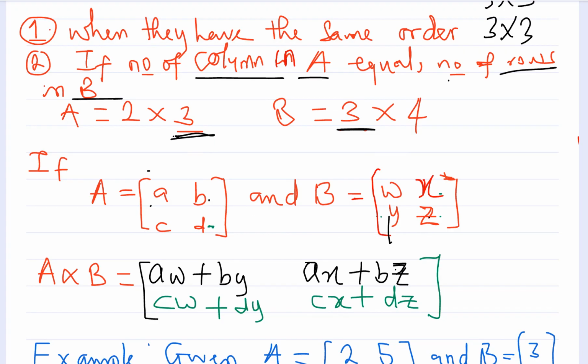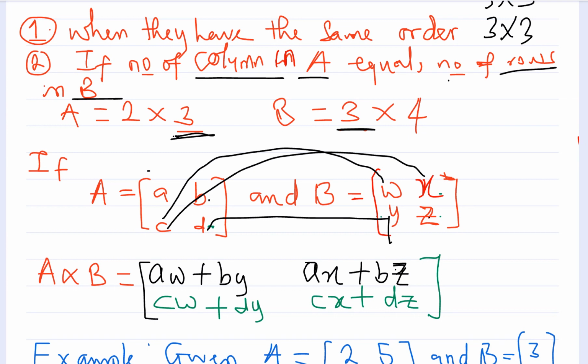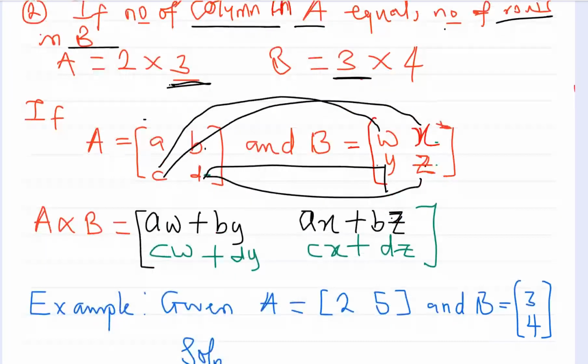Now we need to do the next one. So we are going to go again, C multiplied by W plus D multiplied by Y. Are you seeing that? Then I'll go to the next one, C multiplied by X, then D multiplied by Z. So that is how we do that.